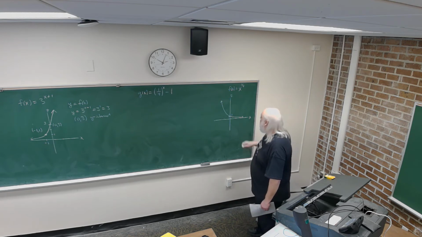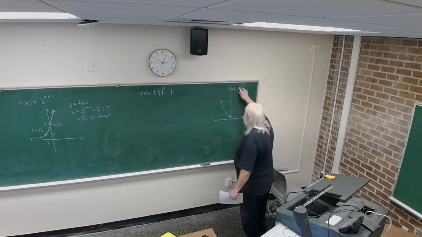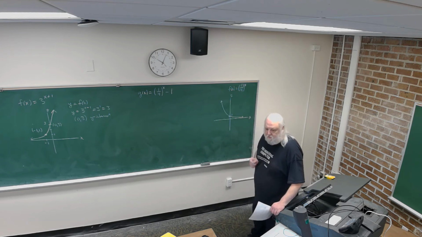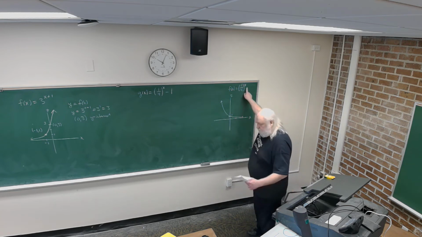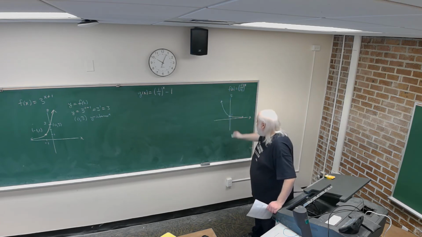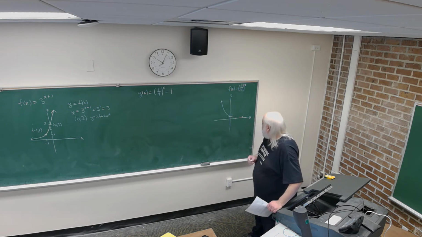Oh man, I wrote that backwards. Sorry about that. Nobody said anything. This is 1/4 to the x, not x to the 1/4. That makes a big difference. Okay. So 1/4 to the x, right? That graph goes down and to the right, crosses the y-axis at y equals 1. The x-axis is the horizontal asymptote.